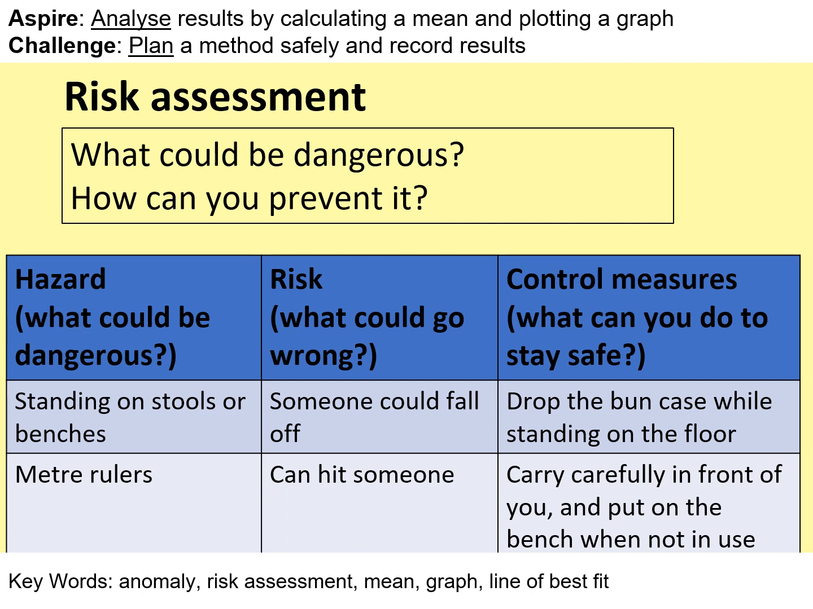Okay, so some of the hazards: you might need to stand on the stools, so someone could fall off. So you make sure that you are just standing. That's why we've used 1.5 meters instead of 2 meters. Meter rulers, you might hit somebody, so you just need to be careful that the meter ruler's in front of you, and then just put it on the bench when you are not using it.